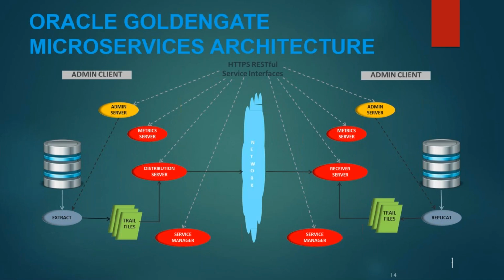So the Goldengate data pump process has been replaced with the distribution server in microservices architecture. Similarly, the collector process of classic has been replaced with the receiver server in microservices architecture. I again repeat that the classic data pump process has been replaced by the distribution server in microservices architecture.